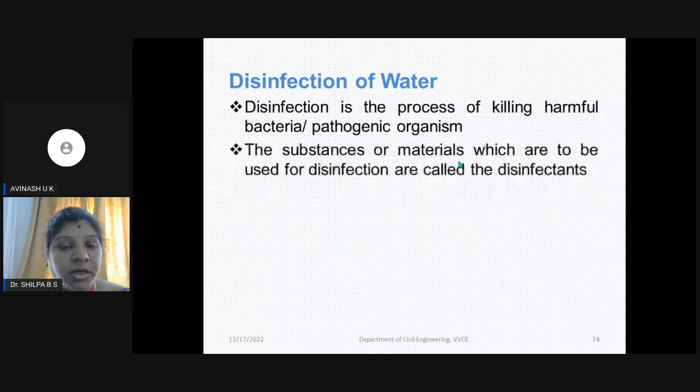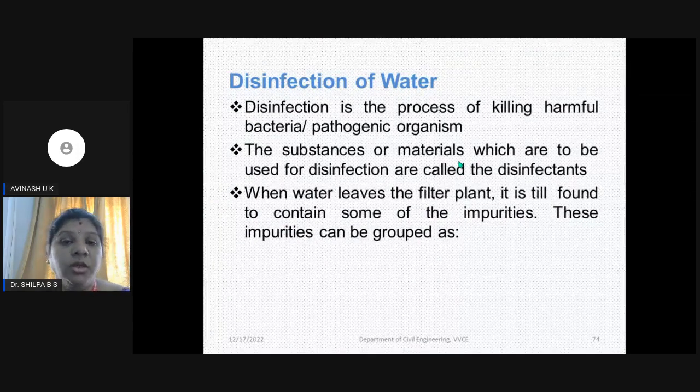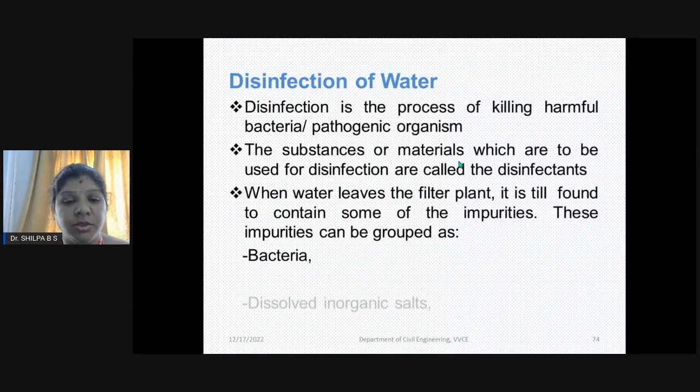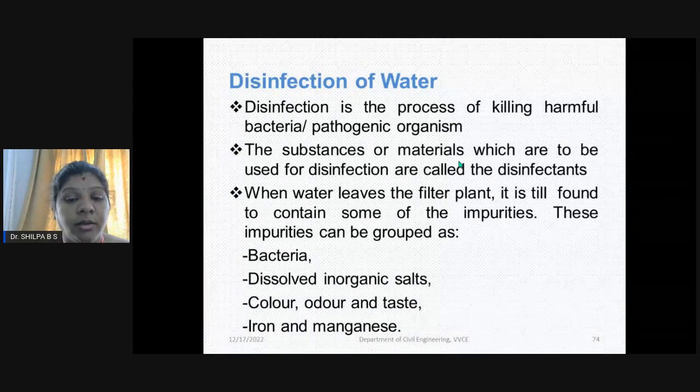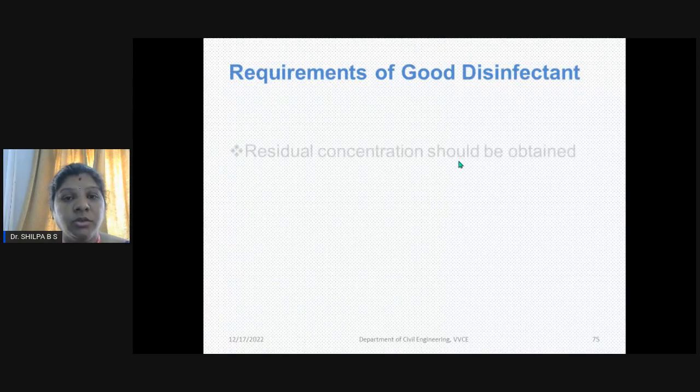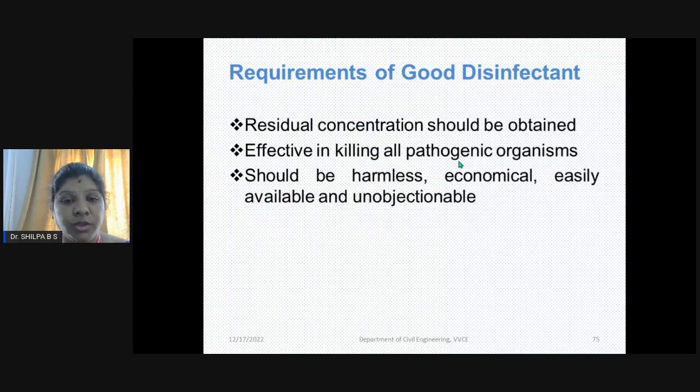Okay, the last treatment process is disinfection. It is the process of killing harmful bacteria. The substances that are used for disinfection are called disinfectants. When water leaves the filter plant, it is still found to contain some impurities, especially very small microorganisms like bacteria, some dissolved inorganic salts, color or taste, and even some iron and manganese in dissolved form. So for that purpose, we need to go for disinfection.